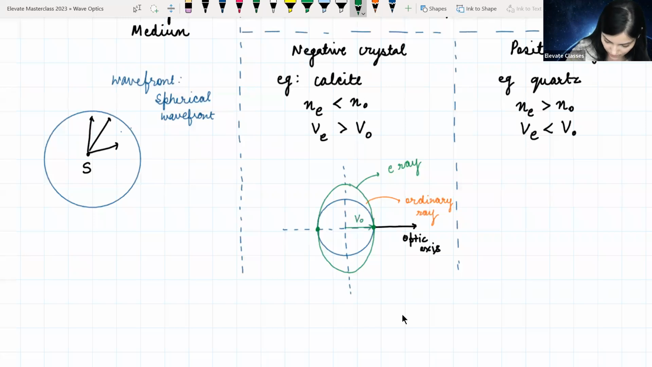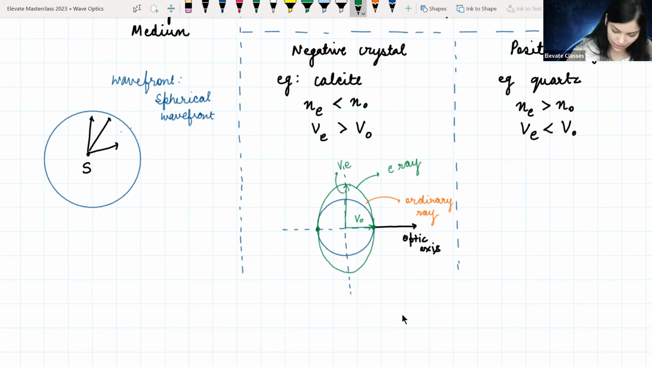And when I'm moving perpendicular to the optic axis, when the sine of theta is equal to 1 and cosine of theta is equal to 0, तो अभी हमने discuss किया था that this is then equal to VE. Okay, so this is just a visualization.